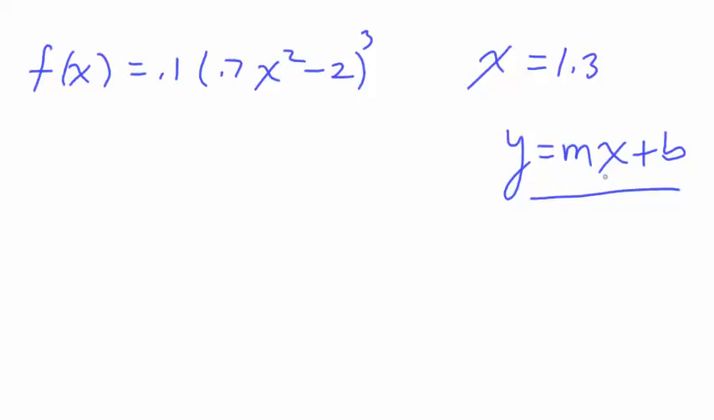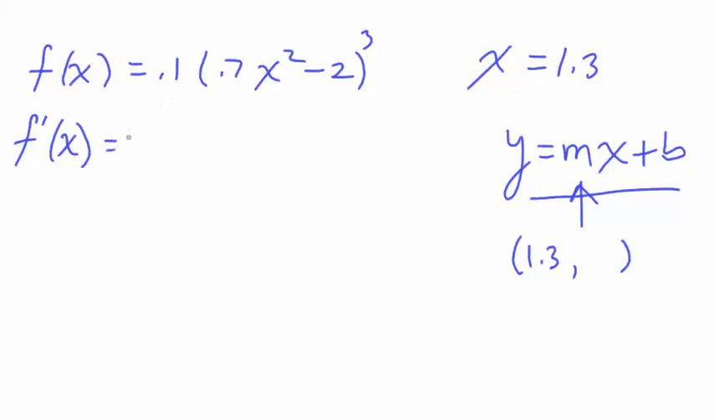Alright, so we need to find m, and m is the slope of the line, and we'll get that by taking the derivative. So we have f prime of x. We have 1.3, that's our x, and we don't know what our y is. You need a point and a slope to find b. But since we're taking the derivative, let's just go ahead and do that right now.